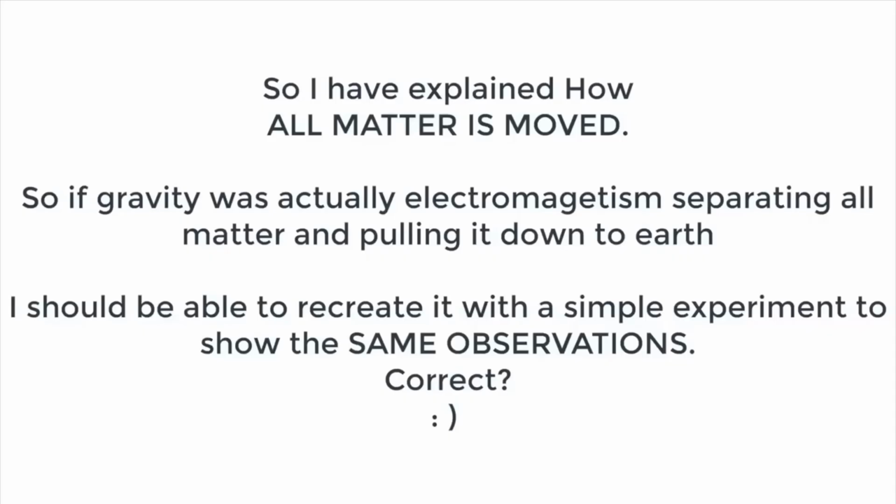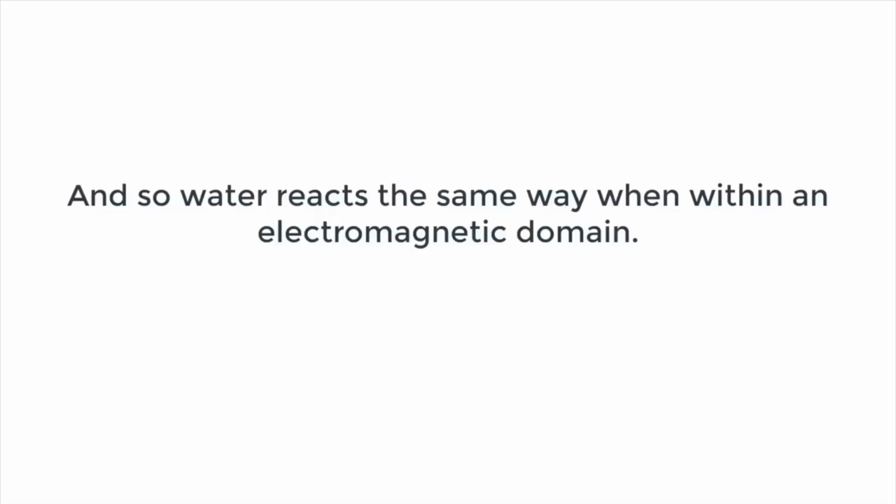You can deny it all you want. Let's say you give it a go. So I have explained how all matter is moved. So if gravity was actually electromagnetism separating all matter and pulling it down to Earth, I should be able to recreate it with a simple experiment to show the same observations, correct? Round means no gravity, no teardrop. That's just rain. And so water reacts the same way when within an electromagnetic domain. Lee, water has a net charge of 0. The Earth has a net charge of 0. Please tell me how electromagnetism would make this work.